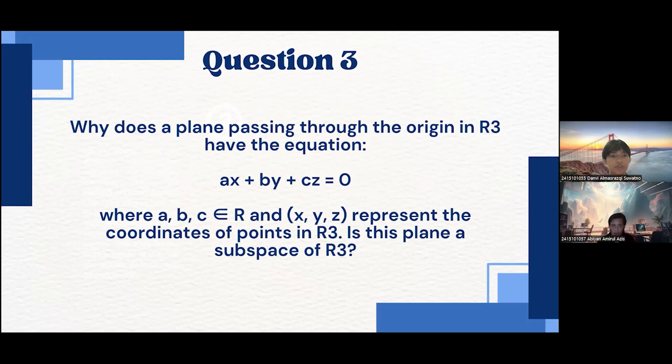Then there's question number 3. Why does a plane passing through the origin in R3 have the equation ax plus by plus cz equals 0, where a, b, c are elements of R and x, y, z represent the coordinates of a point in R3? Is this plane a subspace of R3?